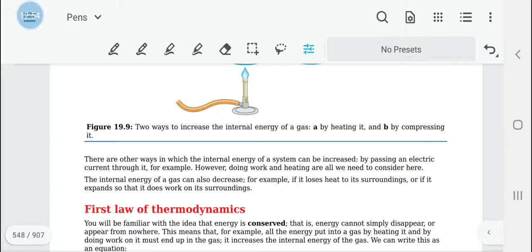Leave a line and write. The internal energy of a gas can also decrease by losing heat, within brackets cooling, or expanding in a higher volume, within brackets doing work on its surrounding.